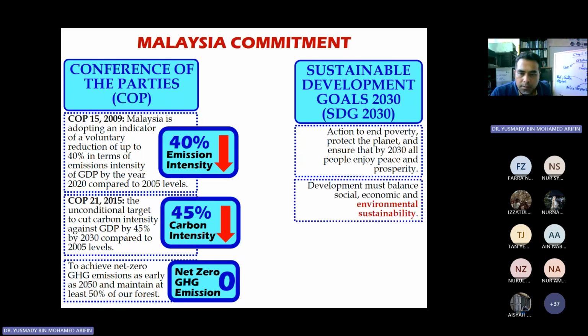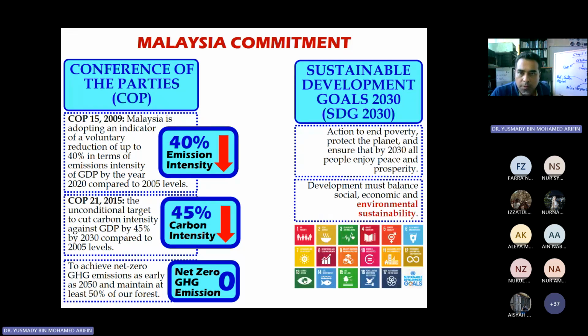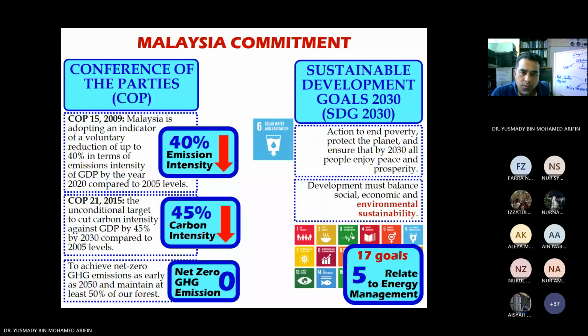And any development in any country must balance social, economic, and also environmental sustainability. So the second statement involves environmental sustainability, which is the component we will discuss in the whole chapter of the subject. Okay. So these are the Sustainable Development Goals 2030. We have 17 goals and 5 goals related to energy management.